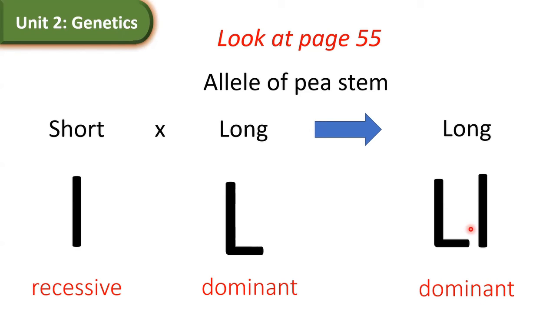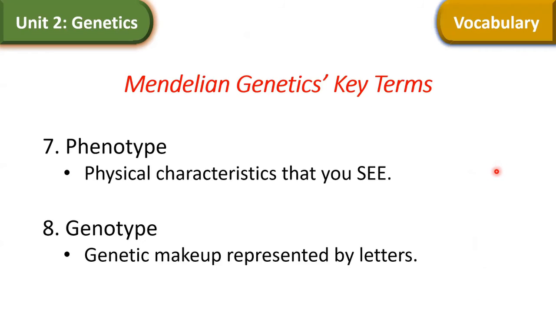So you will write it this way. If it happens that you write it this way, recessive first, then dominant here. So in writing the so-called genotype here, it should start with the dominant trait first, followed by the recessive trait. Okay.